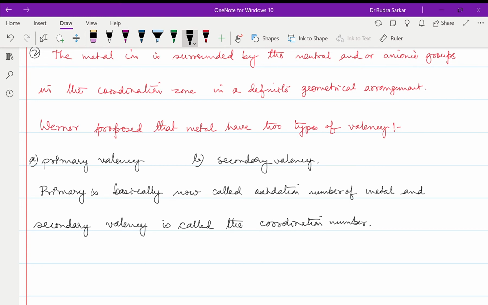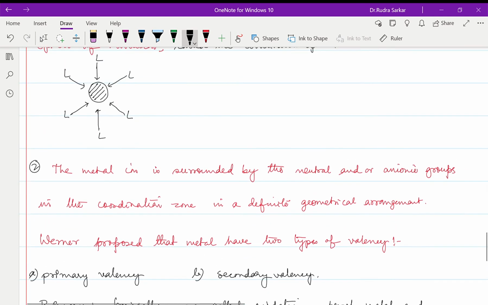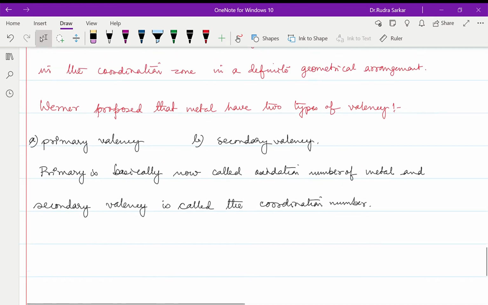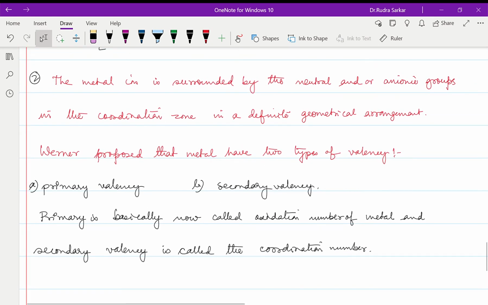That is the number of atoms or groups surrounding the metal ion. Now, these are the definitions that we have come to know, as said by these people.